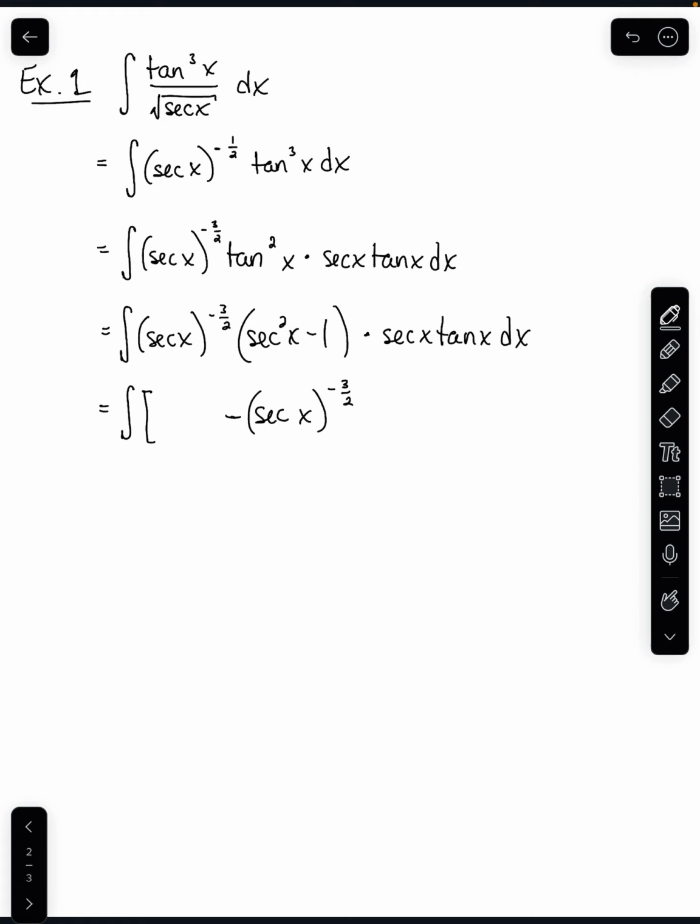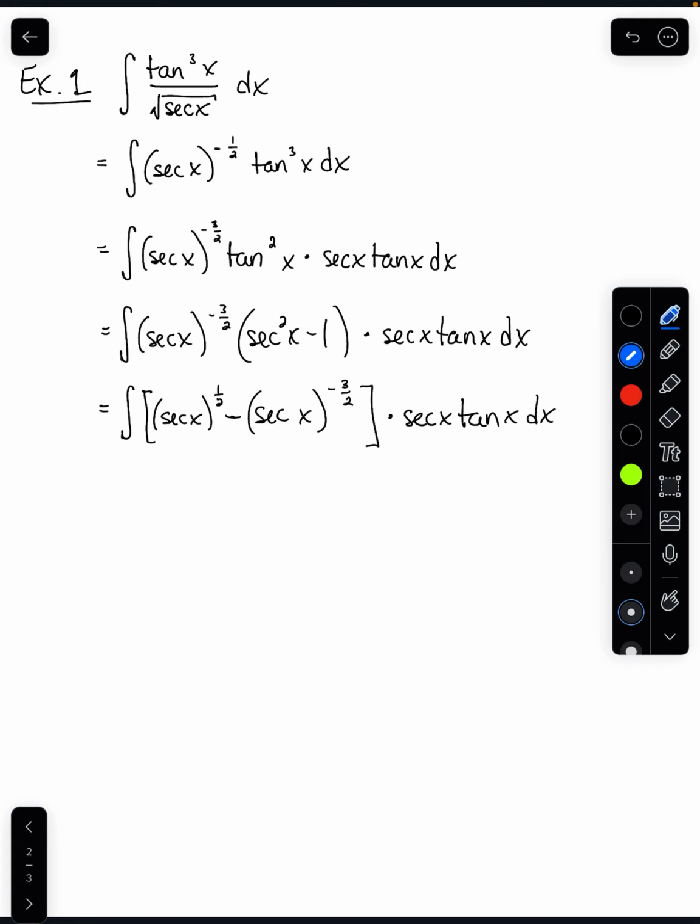So as we already said, distributing the secant of x to the negative 3/2 to the 1 is just going to give us secant of x to the negative 3/2. Secant of x to the negative 3/2 times secant of x squared is just a matter of adding the exponents, which is going to leave us with secant of x to the positive 1/2. And of course our secant x tangent x dx to the side over there.